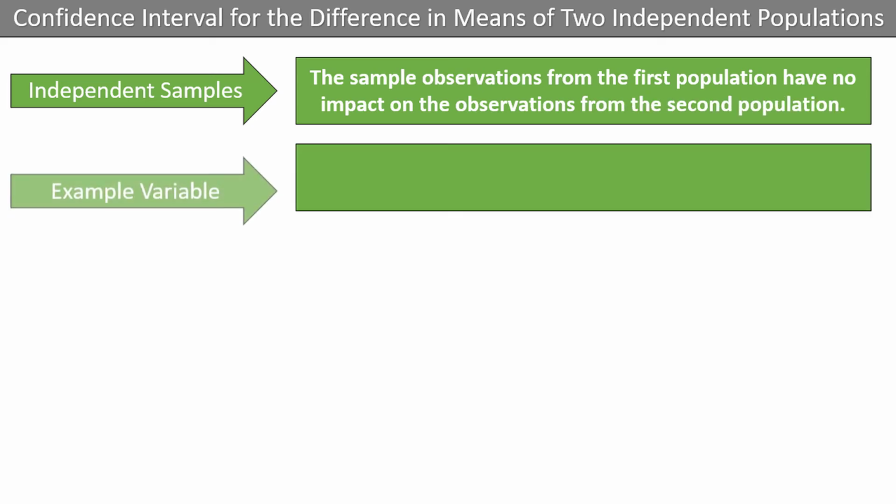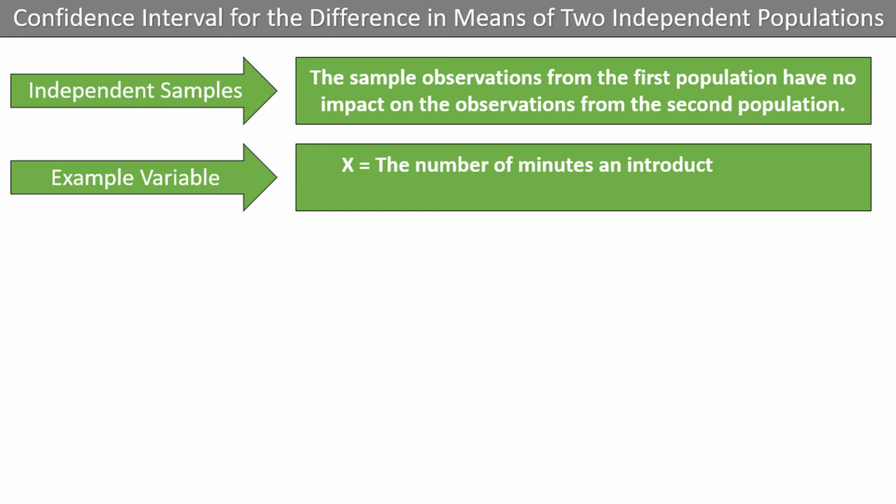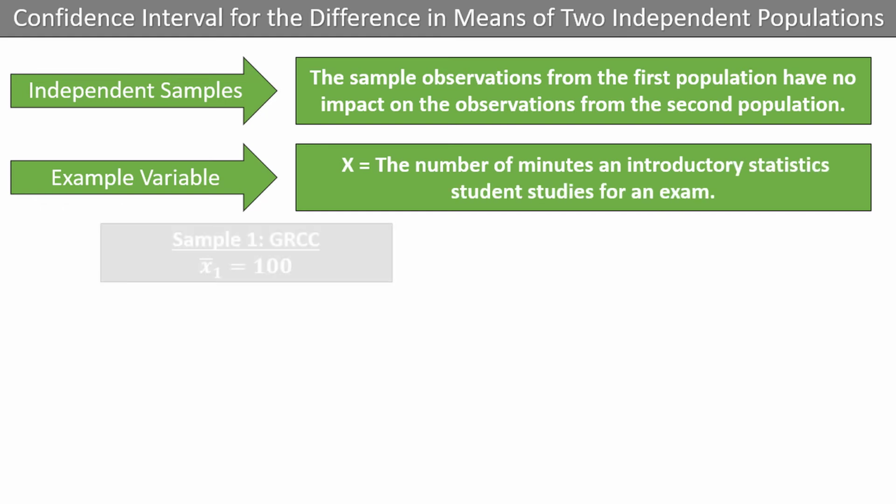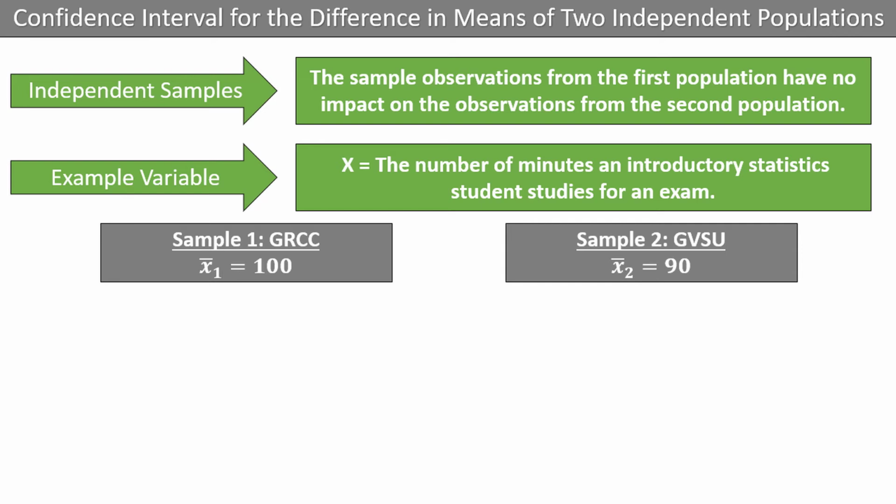Let's say our variable x is the number of minutes an introductory statistics student studies for an exam. We may have one sample that reveals that Grand Rapids Community College students study an average of 100 minutes, and a second sample that reveals that Grand Valley State University students study an average of 90 minutes. We assume these samples are independent as they come from different schools and should not affect each other in any way.